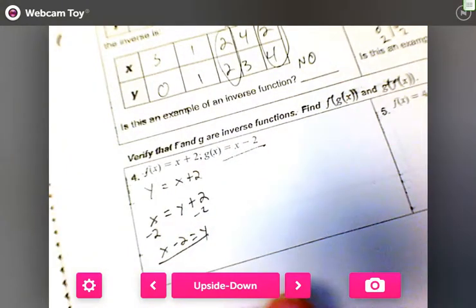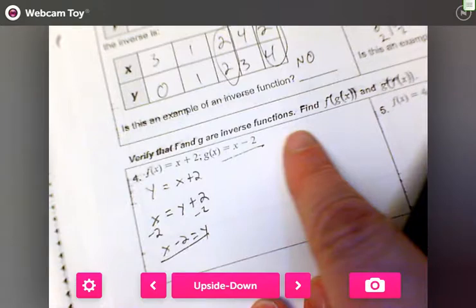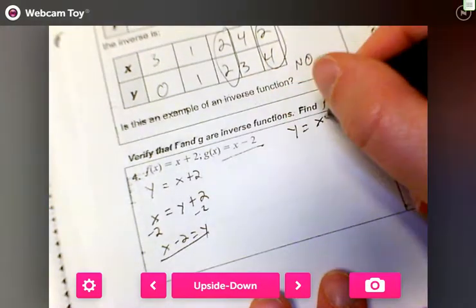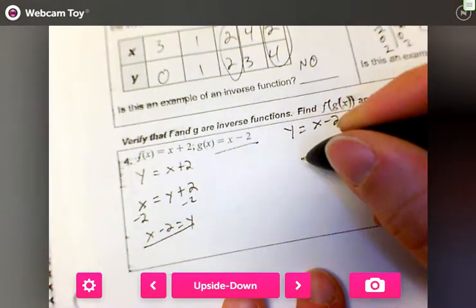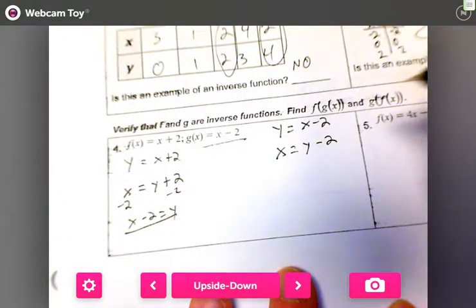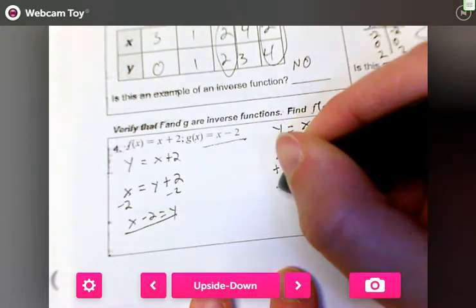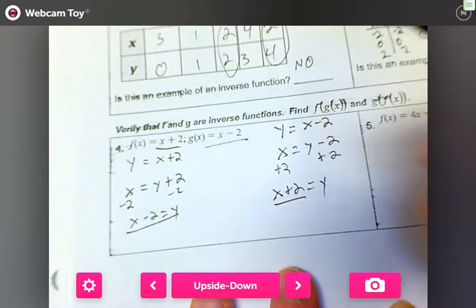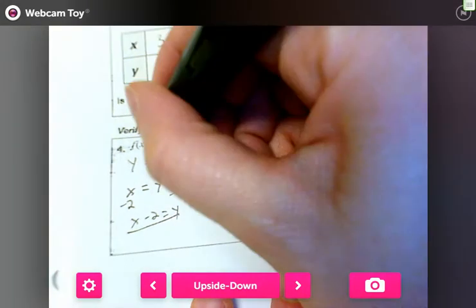So just to double check, because we want to know that f and g are inverses of each other, you could do it the other way too, where you got y equals x minus 2. Now you're going to change it. So this is x equals y minus 2. Then you're going to add that 2 to both sides to get y by itself. Are these the same thing? Right here in the box? Yes, ma'am. Yeah, so they are inverses of each other.